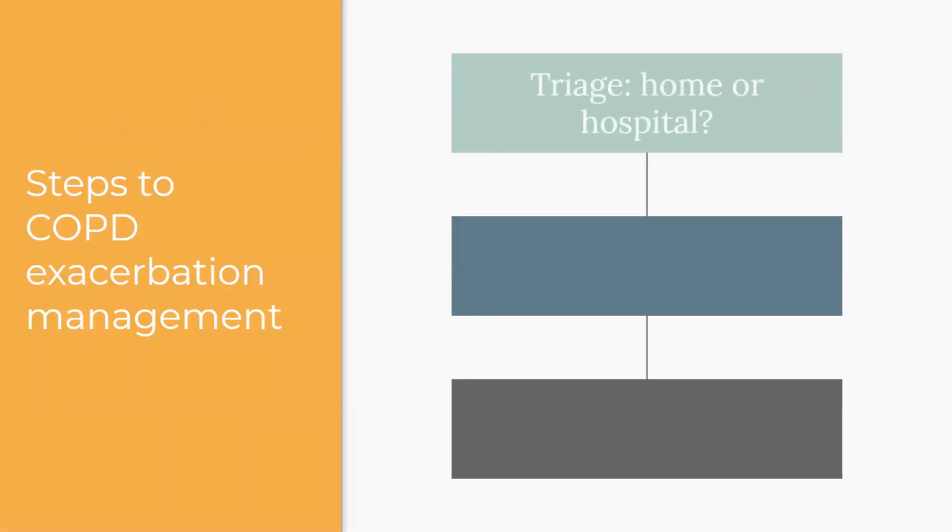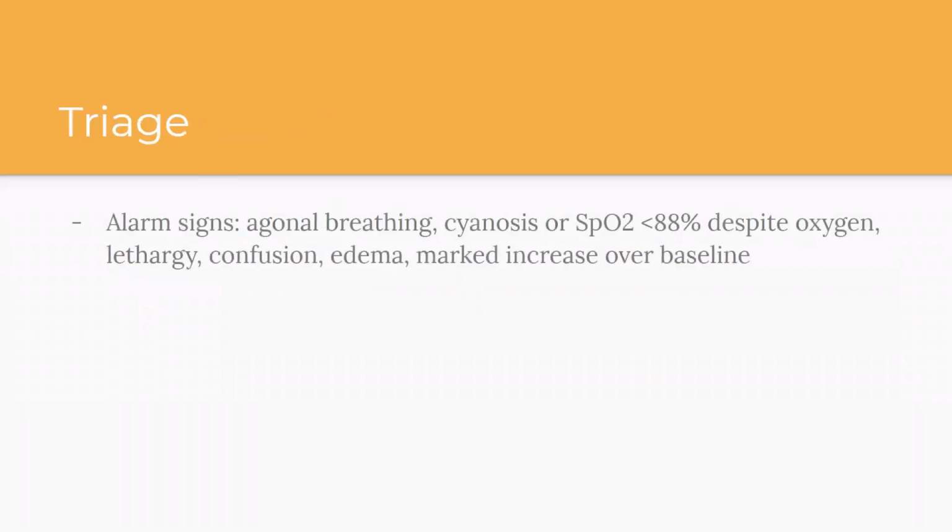So, number one is always triage. Can you safely treat them outpatient, or do they have to go to the hospital? So triage has to do with the alarm signs, right? Do they have signs of agonal breathing, really severe dyspnea at rest? Do they have signs of cyanosis, or their SpO2 is less than 88% despite you giving them oxygen? That's really unnerving.